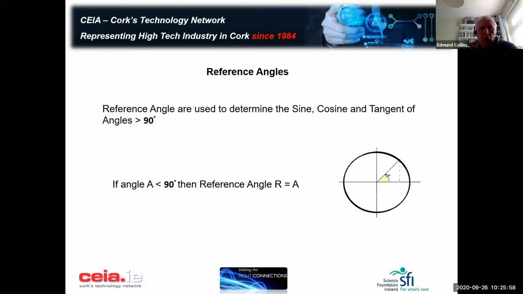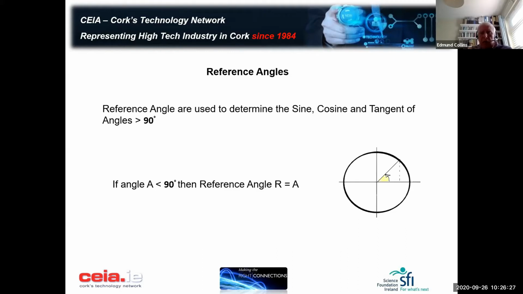Now we're going to move along to reference angles. Again, as I mentioned earlier, we're going to be moving in an anti-clockwise direction. So basically, reference angles are used to determine the sine, cosine, and tangent of angles which are greater than 90 degrees. Because we can have a problem here. We're talking about an angle of 135 degrees. So what does that mean when we're dealing with an obtuse angle?